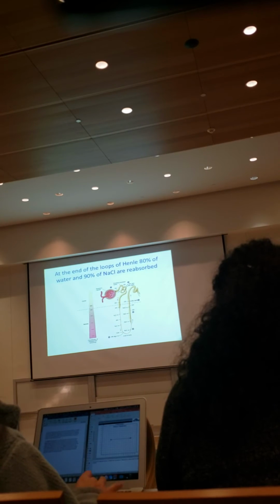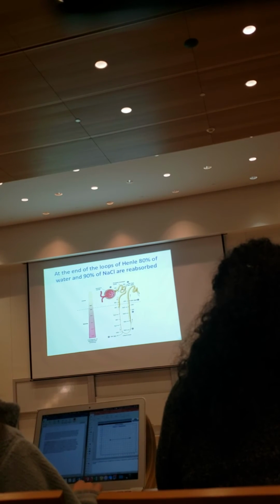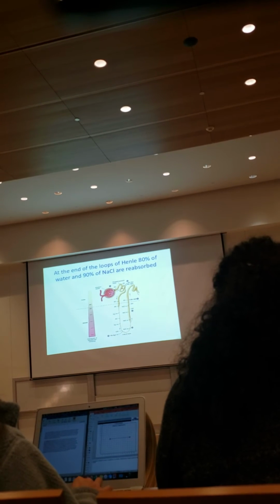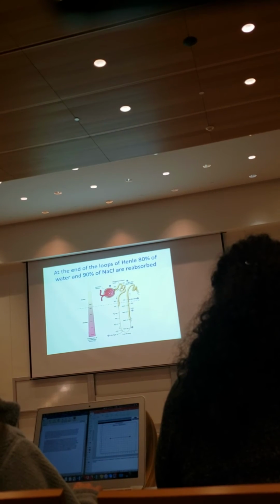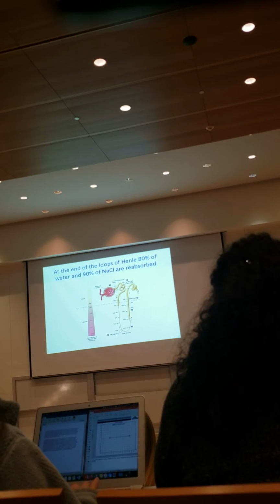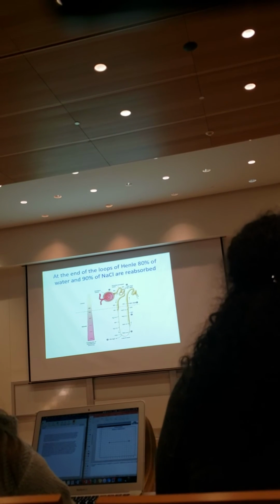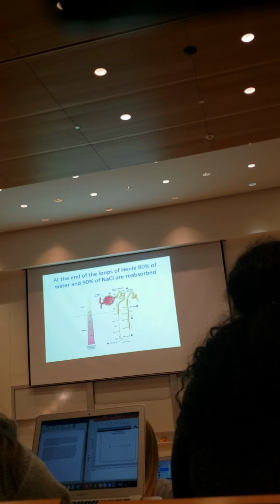Okay? So the big picture is that here at the end of the PCTs, we'll reabsorb 65% of the water and 65% of the NaCl that we filtered to begin with. At the bottom of the descending loop of Henle, we added reabsorption of additional 15%, 65 and 15 together, we have 80, right? At the top here, we reabsorb passively and then actively 25%, so we get 90%.